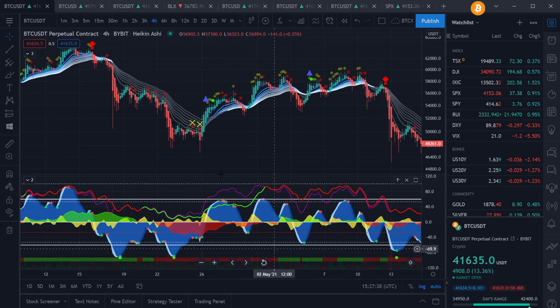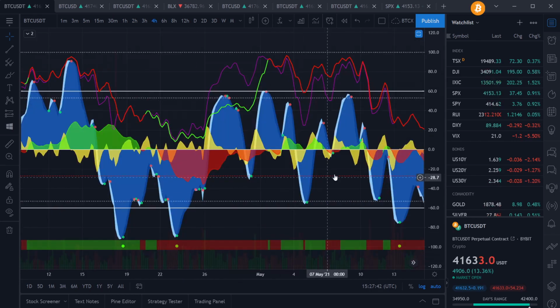But that's basically what it is. And now we can get into more of what Market Cipher B is.